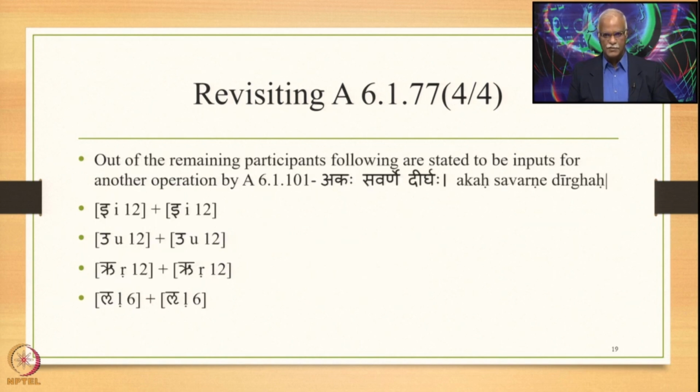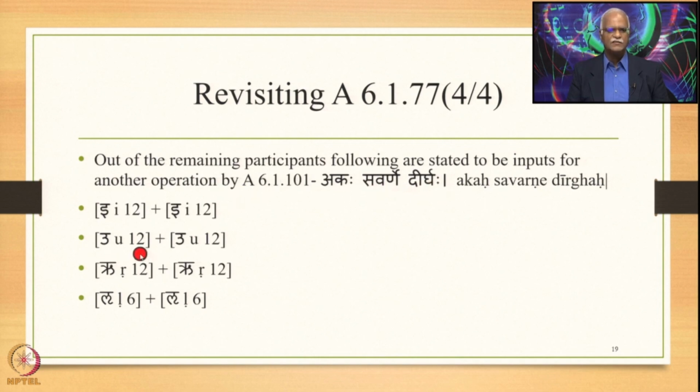Out of the remaining participants, the following are stated to be inputs for another operation by 6.1.101, Akah Savarne Dirgha. The i 12 varieties, hrasva and dirgha, plus i 12 varieties. So, this i can be considered as part of ik, and these 12 varieties over here, and this i can be considered as part of ach, the right hand side environment. When this is the situation, of course you can say that this is the condition for Iko Yanachi to apply, no doubt, but in this case 6.1.101 applies because of a special mention of the word savarna. So, this i is savarna with this i, and in this case this rule applies.